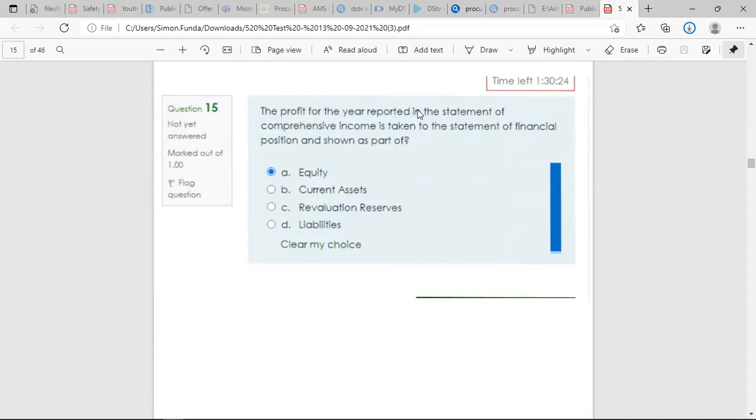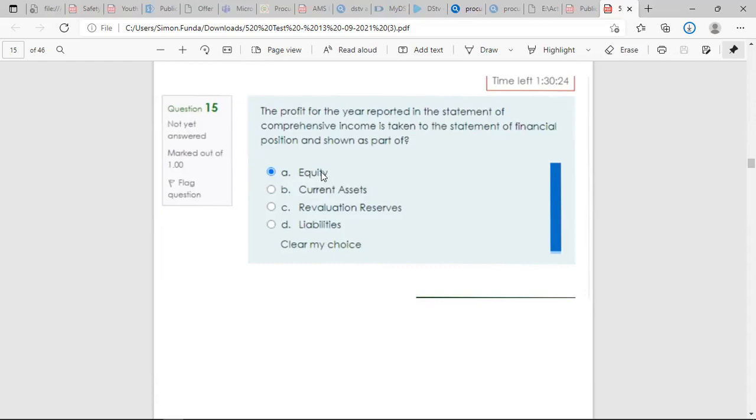Profit for the year reported in the statement of comprehensive income is taken to the statement of financial position and shown as part of. So the profit that we make at the end of the year, which is reported in the comprehensive income, is taken to the financial position and shown as part of equity. I think I've already mentioned this one.